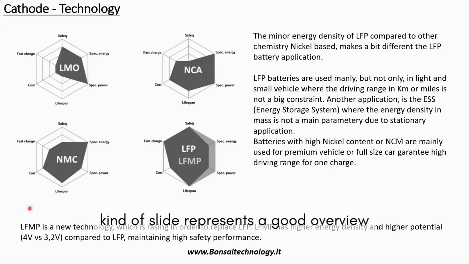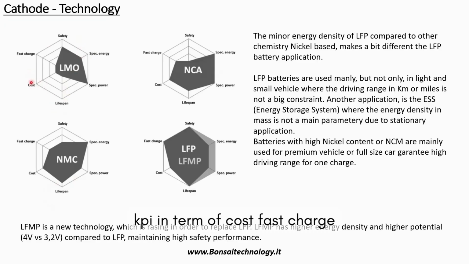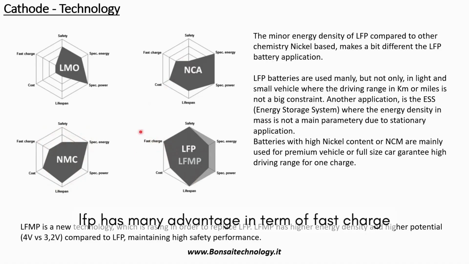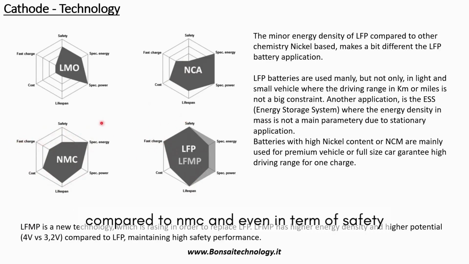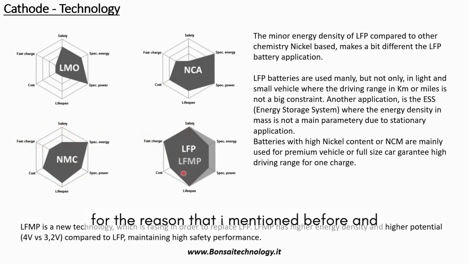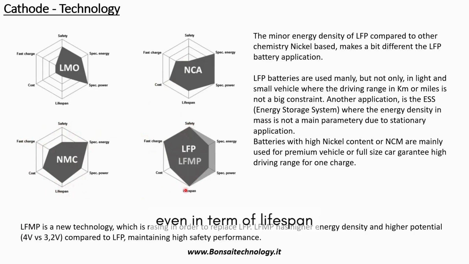This slide represents a good overview of the combination of KPIs in terms of cost, fast charge, safety, specific energy, specific power, and lifespan. As you can see, the NMC and the NCA are the ones that can cover all the KPIs in a good way. The LFP has many advantages compared to NMC in terms of fast charge, safety, for the reason I mentioned before, and even lifespan.